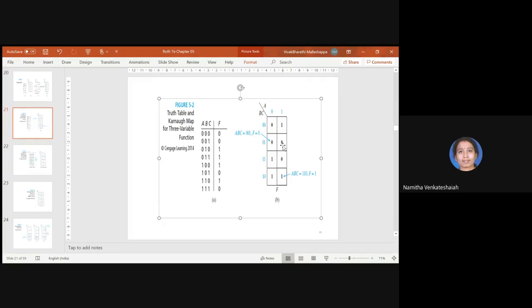We will continue the three variable K map in the next class, students. Right now, it's enough for today's class. I hope you understood whatever I told in today's class. Do you have any doubts? I will just conclude whatever we learned in today's class.